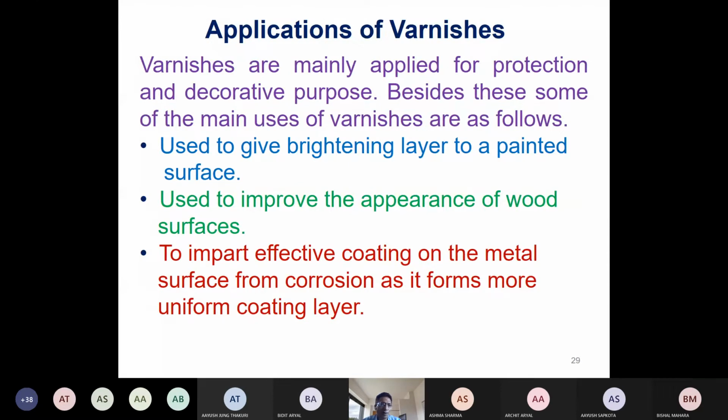Besides these, some of main uses of varnish are as follows: used to give brightening layer to a painted surface. Painted surface मा brightening layer ल्याउनलाई use, and used to improve appearance of wood surface. Wood surface को appearance लाई improve गर्नलाई then we can use spirit varnish, and to impart effective coating on metal surface from corrosion as it forms more uniform coating layer in metal.